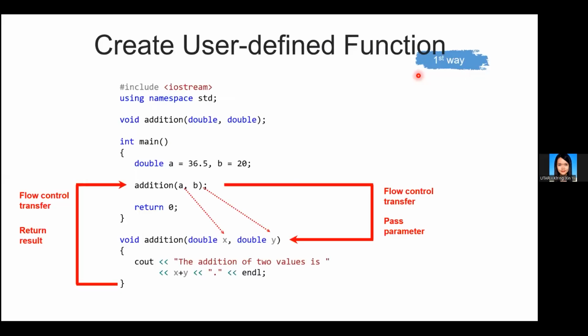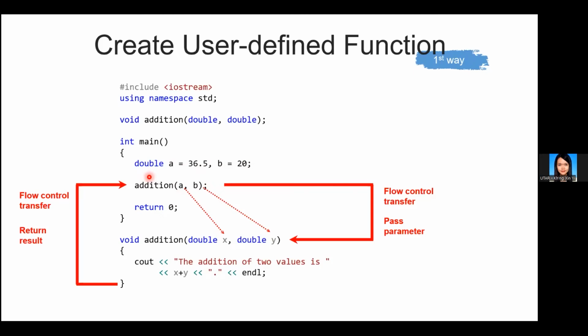Remember, let's say I show you an example here. Why do we want to declare the variables, why do we put double A equal to 36.5, B equal to 20 here? This means that you are going to tell the compiler that there are two variables that will be used in this program, especially in this main function, right? And these two variables are of double data type, which means that they can store values with decimal places. This is the purpose of doing the variable declaration.